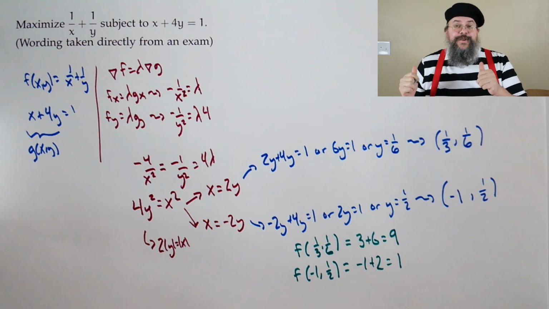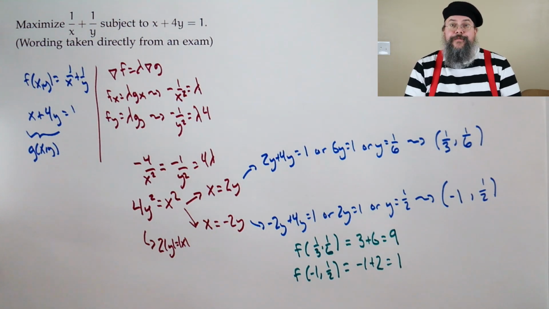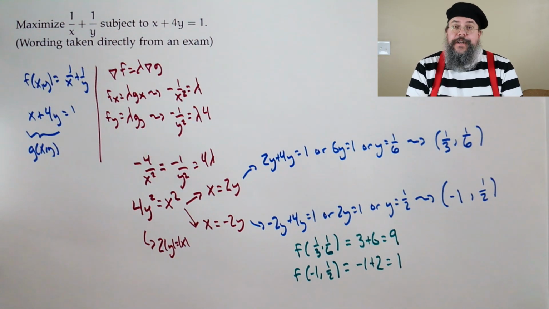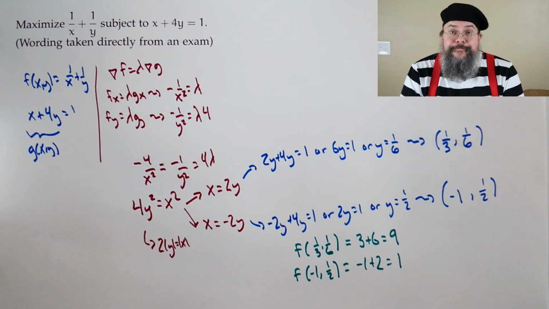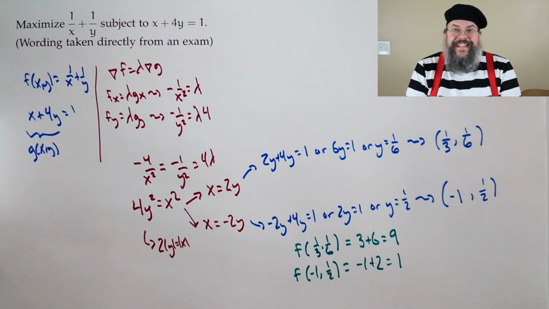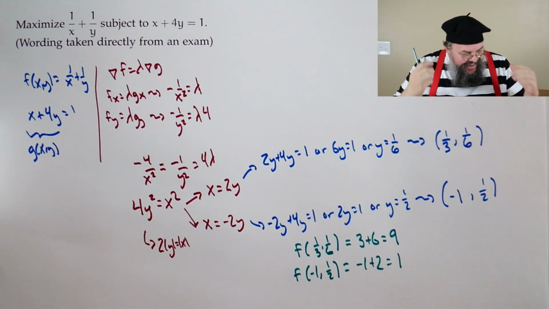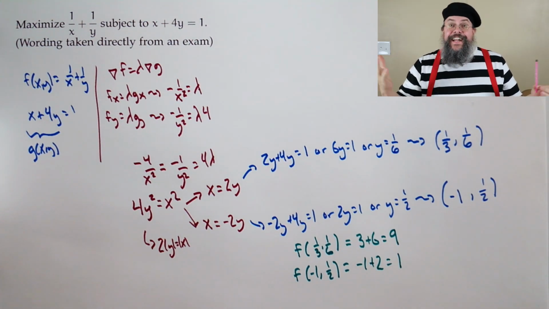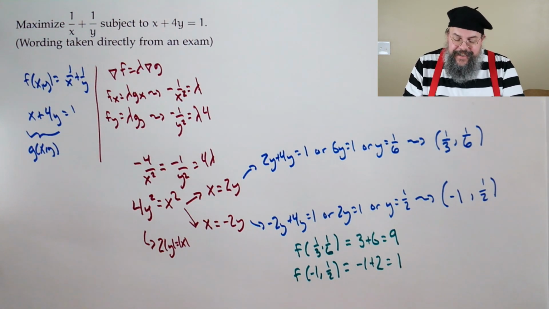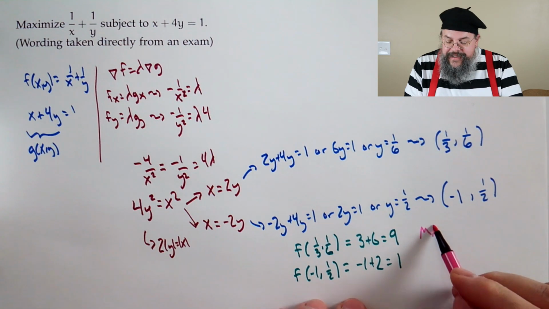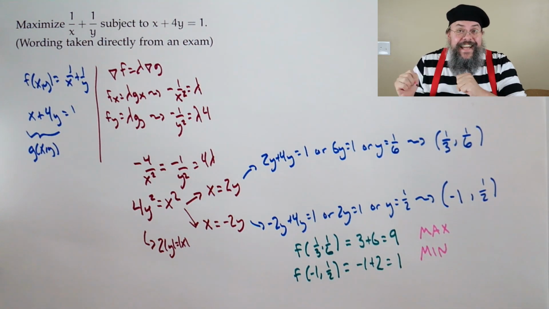Now, let's go to what the problem was asking. It said maximize this, subject to our constraint. Which one of these two is the max? I know what you want to say. Go ahead. You can say it. The 9, right? The 9 is the max. Isn't it? Yes. Okay. All right. So this is the max and this is the min. Right?